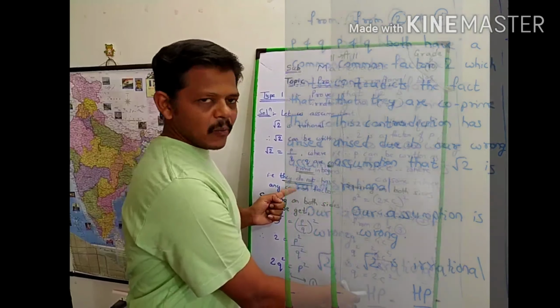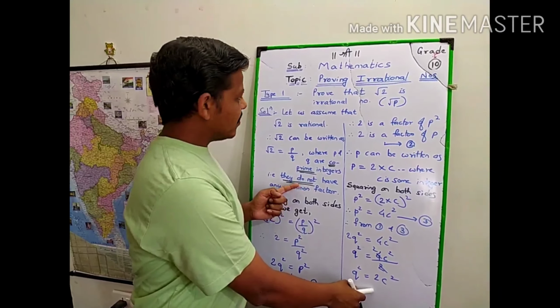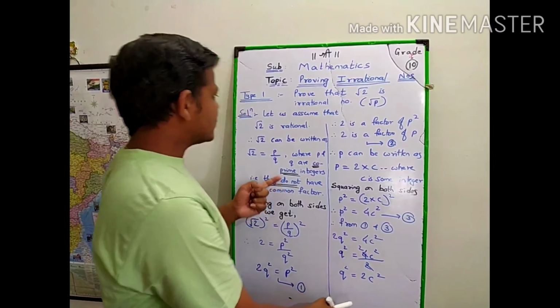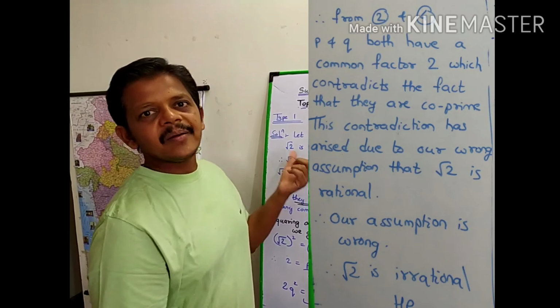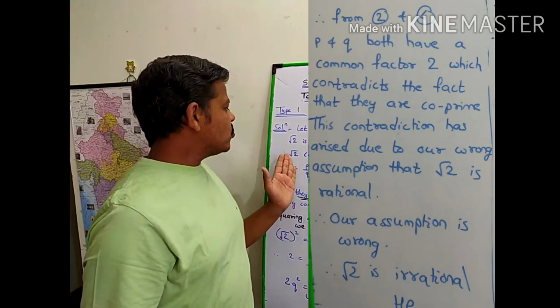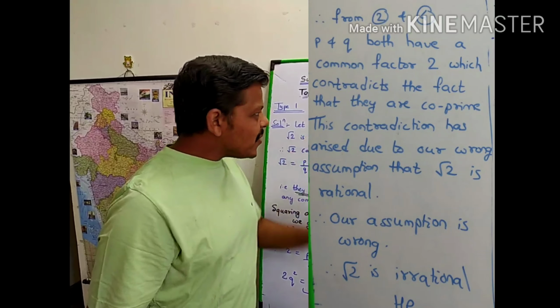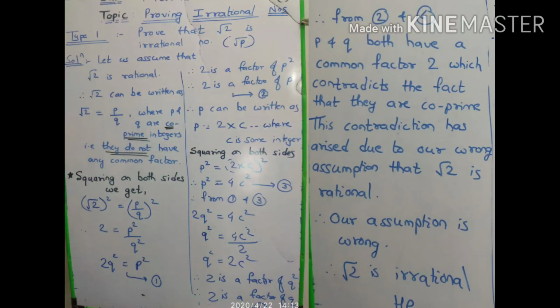So these are two opposites. Why has this happened? Because we have assumed wrongly that root 2 is rational. Assumption itself is wrong. So if root 2 is not rational, it means root 2 is an irrational number.